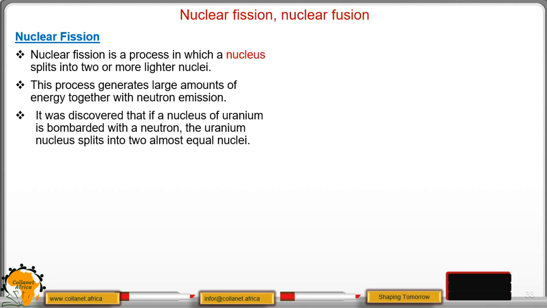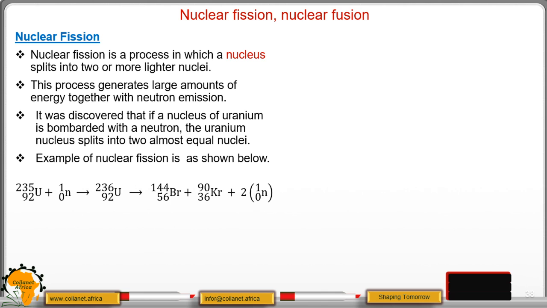It was discovered that when the nucleus of uranium is bombarded by a neutron, the uranium nucleus will split into almost 2 equal nuclei. For example, as shown in this equation, we have uranium-235. It is bombarded by this neutron. Then it gives us uranium-236.